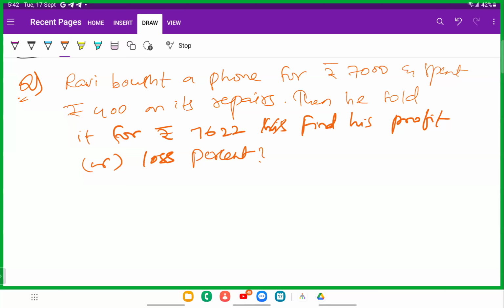No, let's discuss on the open platform. So, what is the total cost price here? What is the cost price here? Sir, 7,400. So, cost price is 7,400.